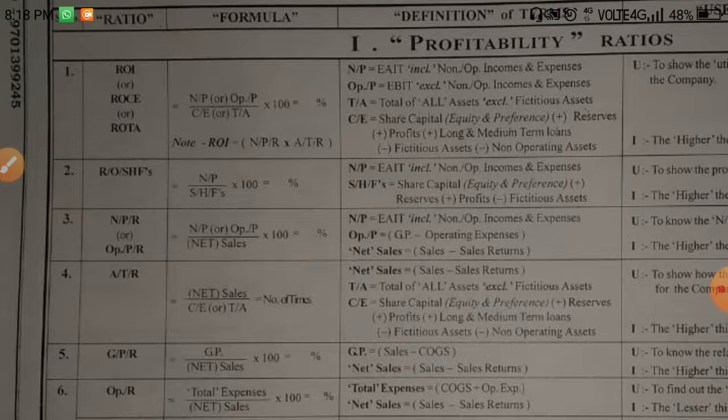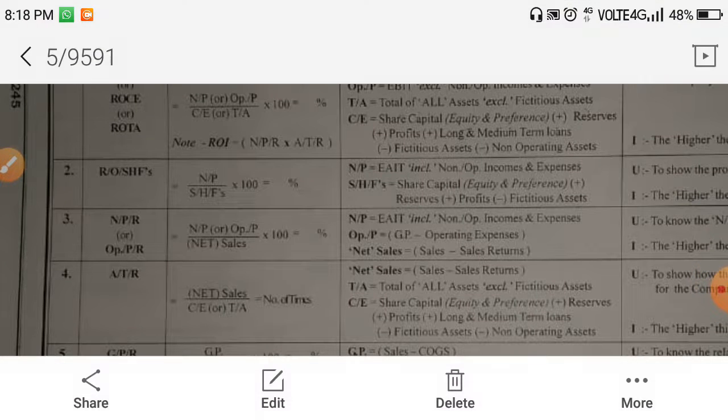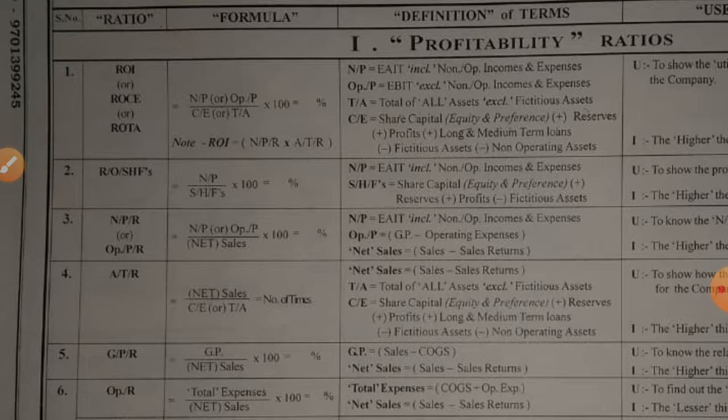Next one is return on shareholders fund. Net profit divided by shareholders fund. From here onwards, you see net profit will be the numerator and the denominator is changing in each. Net profit divided by shareholders fund into 100, you will get as a percentage ratio.